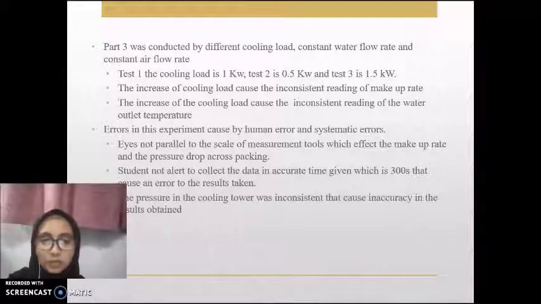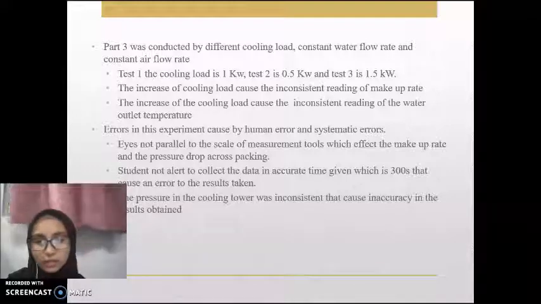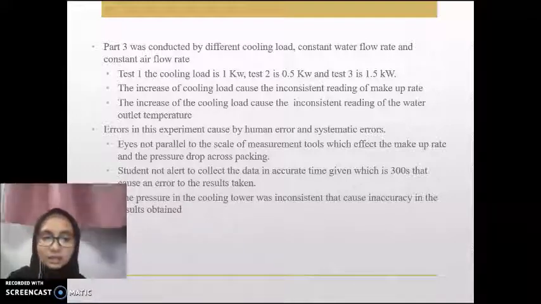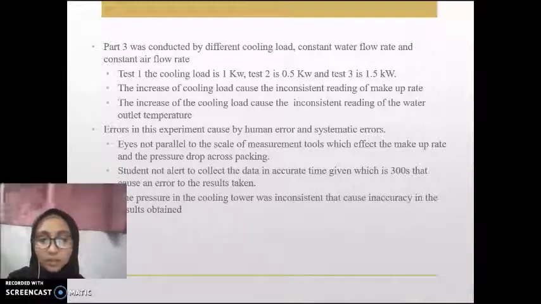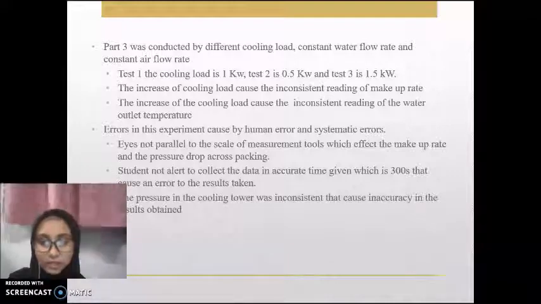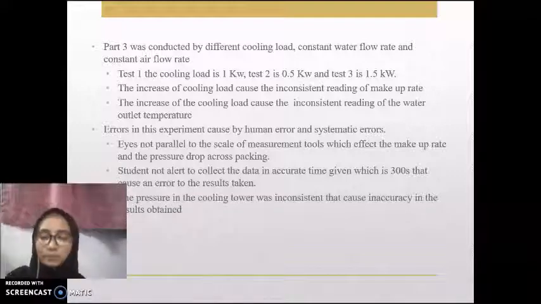From the experiment, we found lots of errors caused by human error and system error. The error is caused by eyes not being parallel to the scale of the measurement tools, which affects the makeup rates and the pressure drop across packing. And students were ordered to collect the data in an accurate time given, which is 300 seconds, that caused an error to the result taken. And last but not least, the pressure in the cooling tower was inconsistent, that caused an inaccuracy in the result obtained.